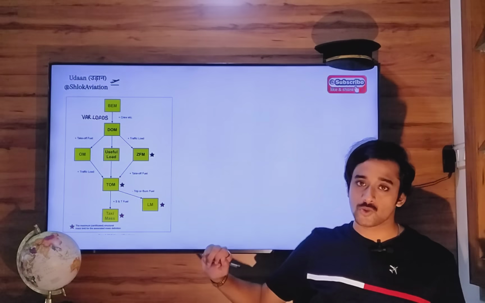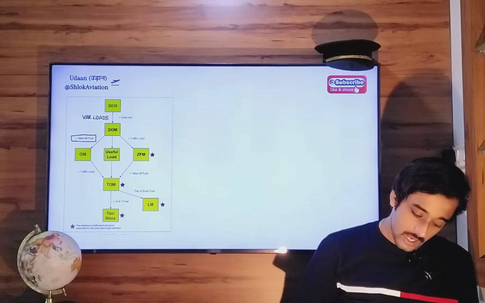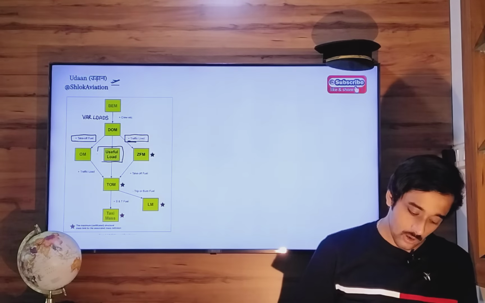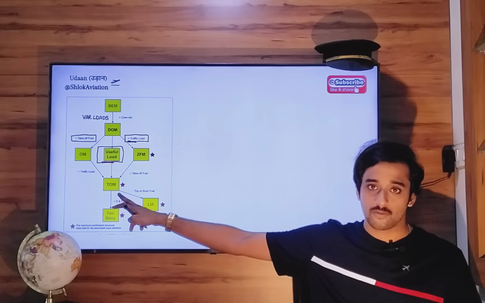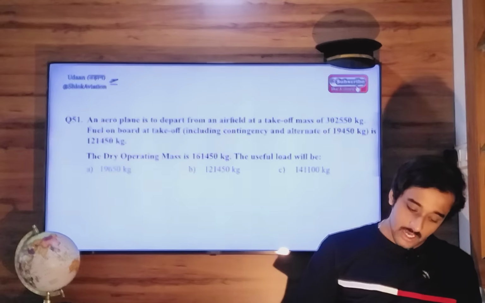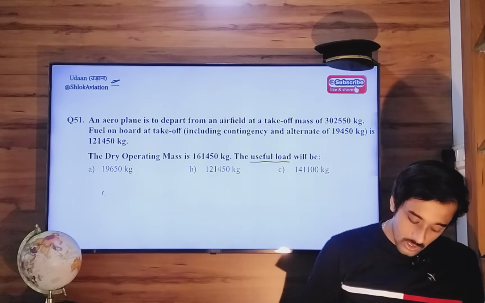Now what is this useful load? This useful load is nothing but takeoff fuel plus traffic load. Okay, so useful load is nothing but takeoff fuel plus traffic load. Fine, so that gives you takeoff mass. Now here we have been asked to find out useful load. So what is useful load?